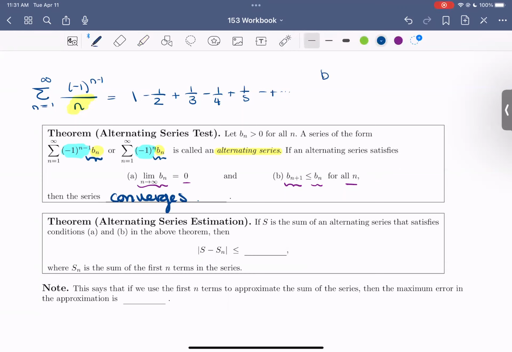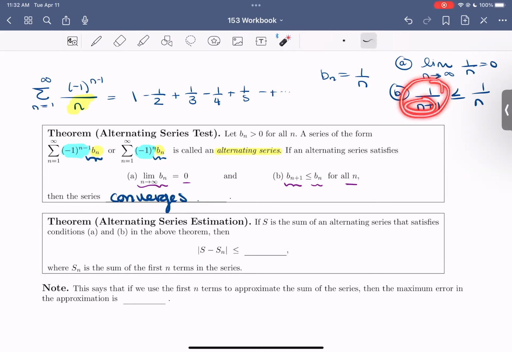So for us, b_n is equal to 1 over n, and we can check that we have these two properties, a and b, satisfied. For a, the limit as n goes to infinity of b_n is just 1 over n, and yes, that indeed goes to 0. And for part b, we need to check that the (n+1)th term, 1 over n plus 1, is less than or equal to 1 over n. And yes, that indeed always happens when our denominator is larger in a fraction. That whole fraction is going to be smaller. So our series would converge, as we suspected.